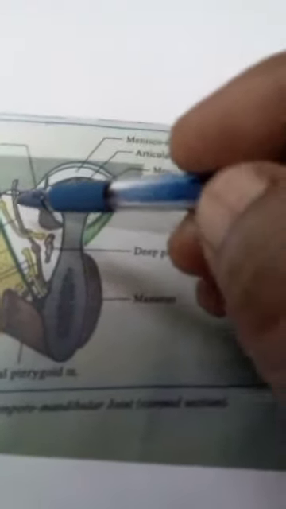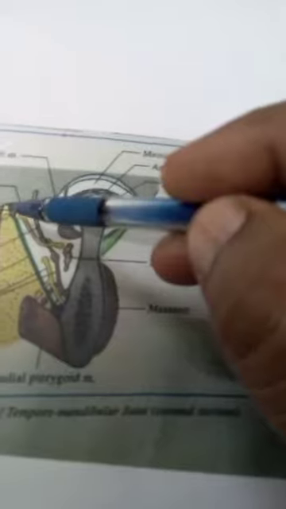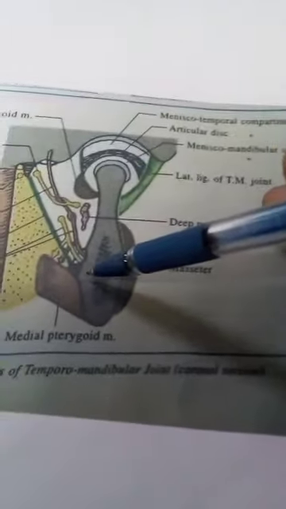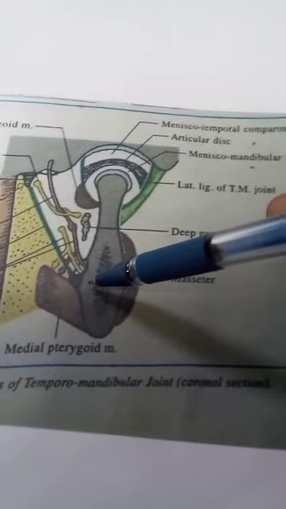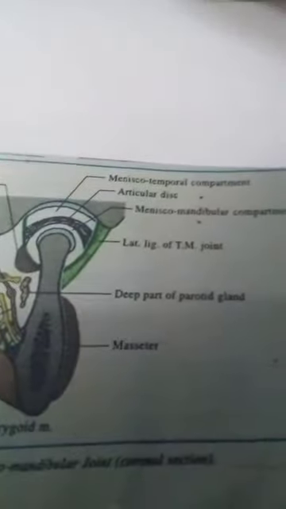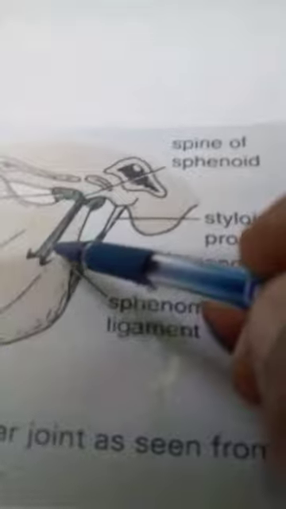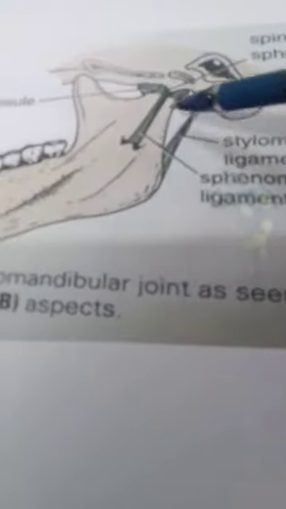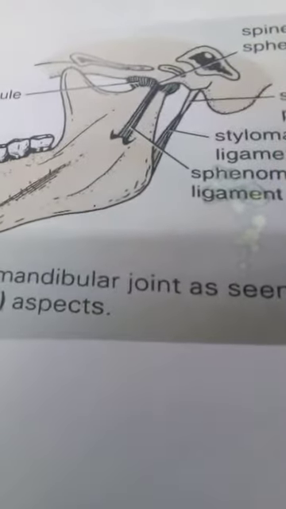It is attached above to the spine of the sphenoid, below to the lingula of the mandibular foramen. This is the mandibular foramen. Here lies the lingula of the foramen. So, it extends from the spine of the sphenoid to the lingula of the mandibular foramen.